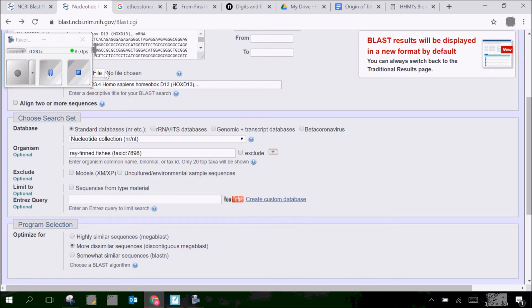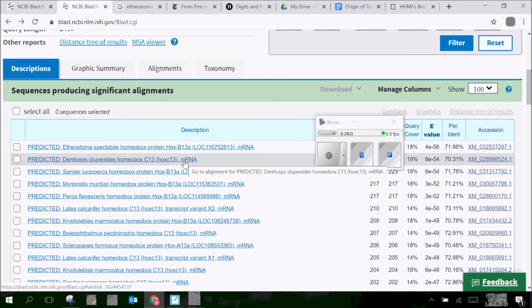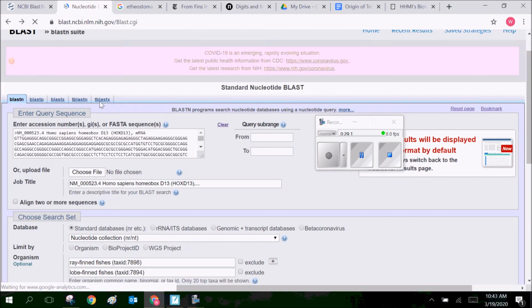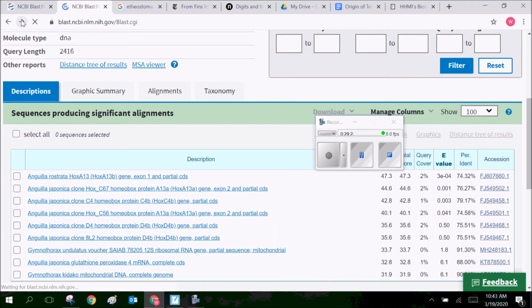I've already compared to the rayfin fishes before, and if I press forward, it'll show the results. So this is what we were looking at before, the exact same thing. I'm going to show you results for other things though. So here are the results. I want to make sure I'm looking at the right thing. Sorry, hang on. Okay, all right, there we go.